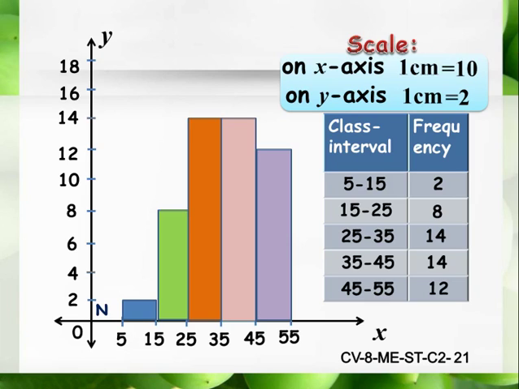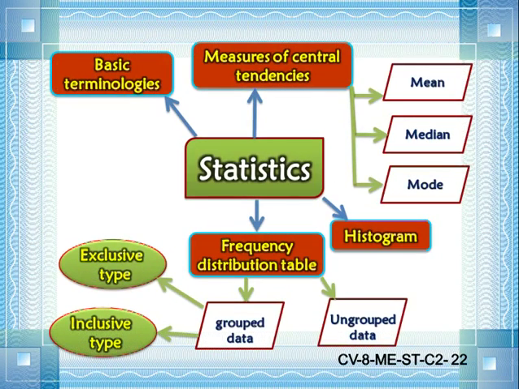Children, if the class intervals are exclusive, it is easy to draw the histogram. So, if there are inclusive class intervals, we have to convert them into exclusive class intervals and draw the histogram. Children, under statistics, so far we have studied about construction of histogram. In the next capsule, we will be studying about the measures of central tendency.